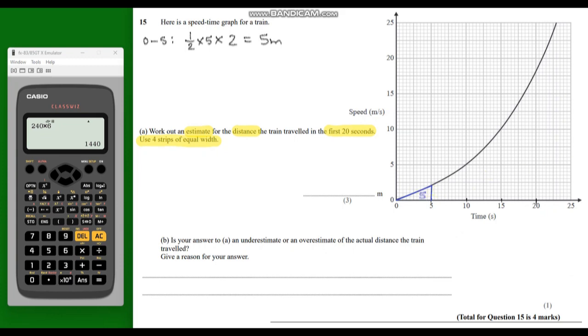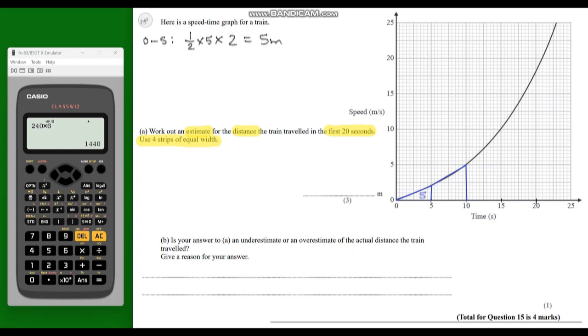5. Now let's work out 5 to 10. And for this, I'm going to use a trapezium. So I'm going to draw my line up there, and then I'm going to connect these two together. And you can see we've got a nice trapezium there.